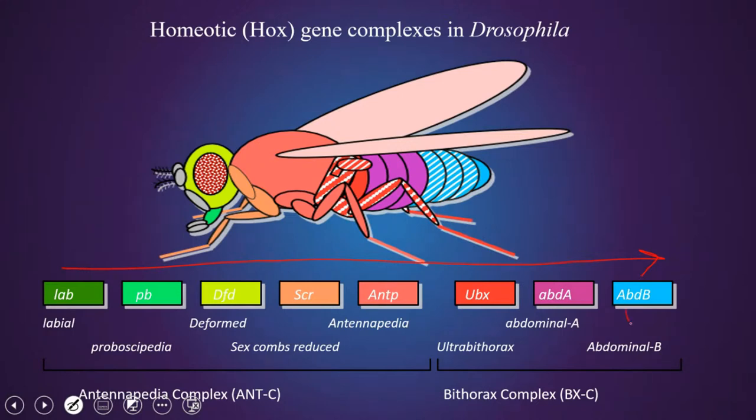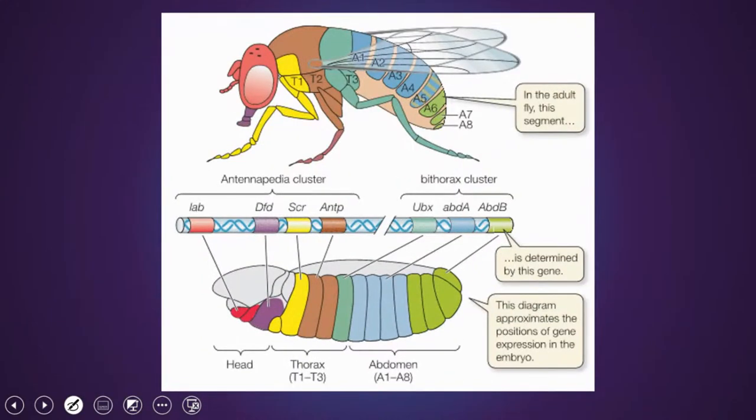As you can see, the last gene present in the gene sequence, abdominal B, is expressed in the last region. Then abdominal A, then Ubx, ultrabithorax, then antennapedia. Now, that's how these genes are causing a particular structure to form.